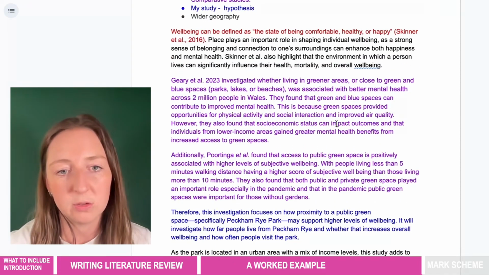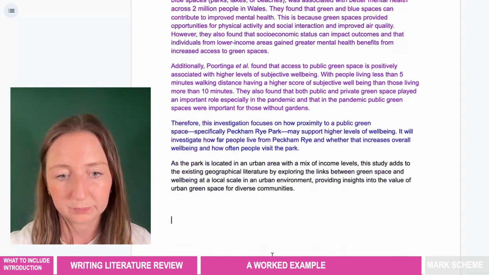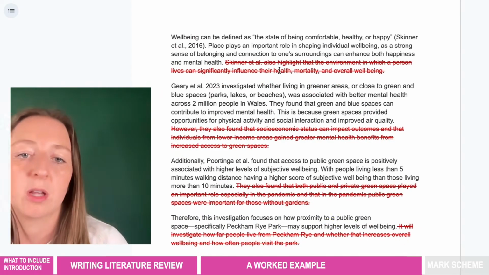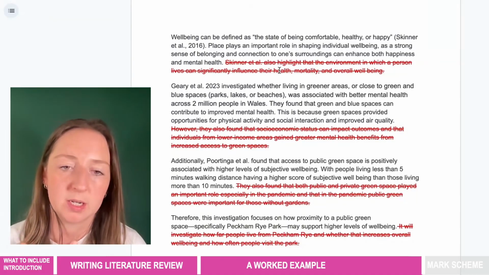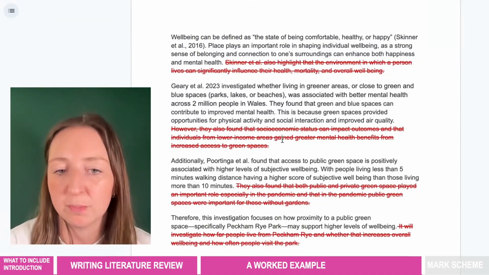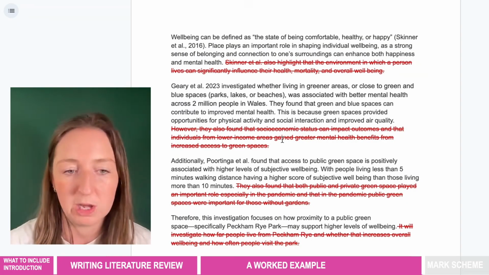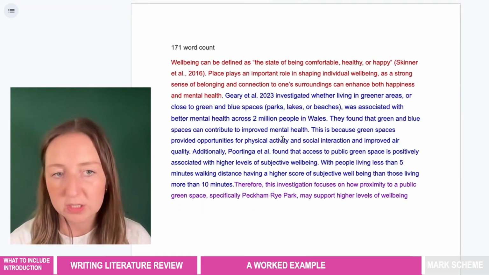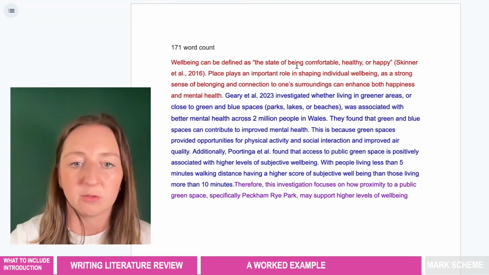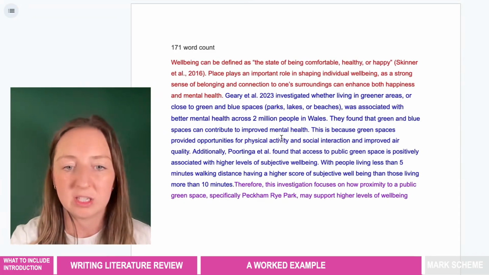You might think this is quite long for justifying your hypotheses, and you don't need to write this much. I've looked at it here and I've cut out the parts which aren't directly relevant for my study, so the bit about socioeconomic status, and I've mainly just focused on how green space improves mental health and well-being. And this gives me this final paragraph, which is about 170 words. Again, we can see I've defined key terms, I've linked to literature, and then I've used that literature to link to my own study area.